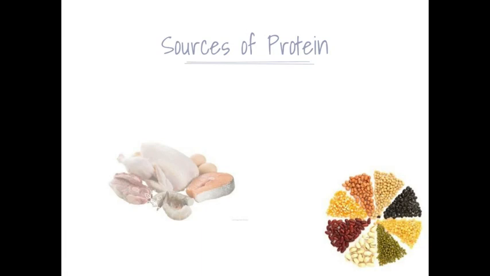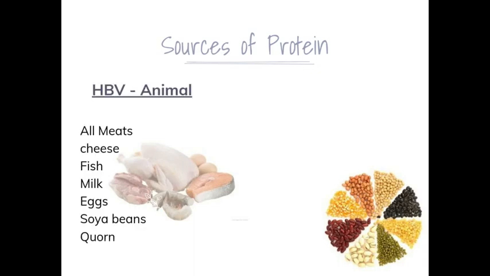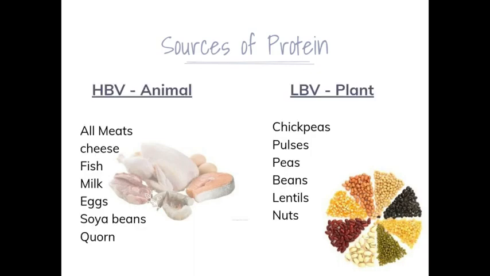So proteins can be split into two sections. We've got animal proteins and plant proteins. Animal proteins, or HBV, high biological value proteins, contain all of the essential amino acids. Plant proteins are LBV proteins, or low biological value, and they lack one or more of the essential amino acids. HBV proteins can come from the meat of the animal or the animal's byproducts, things like milk or cheese. Plant proteins come from sources such as chickpeas, beans and lentils.